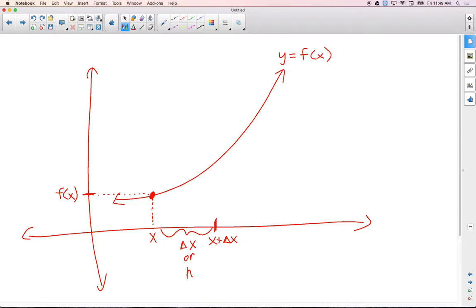Now, this has an associated point with it, so project up to the graph, find that point, and then tell me what that y value would be. That would just be plugging into the function, f of x plus delta x. Very good. Now, we have 2 points, and those 2 points have coordinates. This first point has the coordinates x, comma, f of x. And this point has the coordinates x plus delta x, comma, f of x plus delta x.